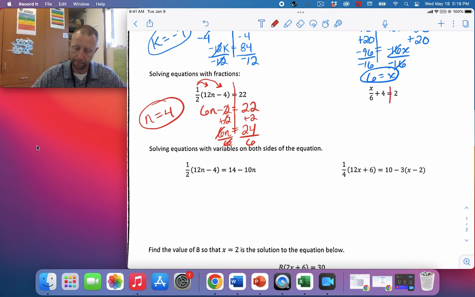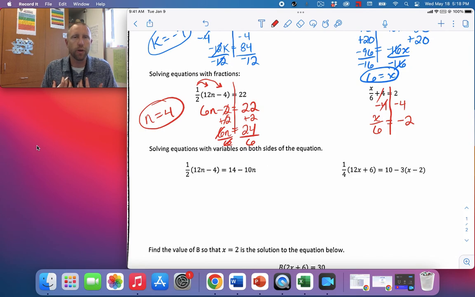Okay, so I'm going to subtract 4 from both sides first. I get x over 6 is equal to negative 2. If x is being divided by 6, we know we always do the opposite to solve an equation. So I'm going to multiply both sides by 6. And when I do that, those 6's cancel, and I'm left with just x equals a negative times a positive is a negative.